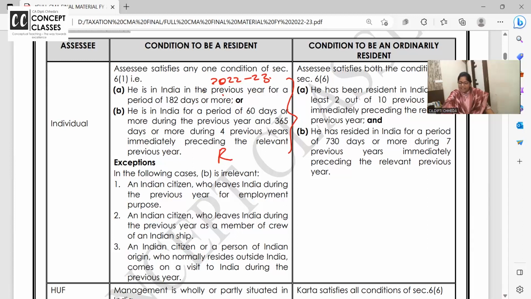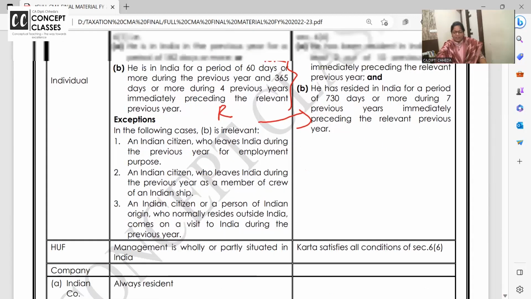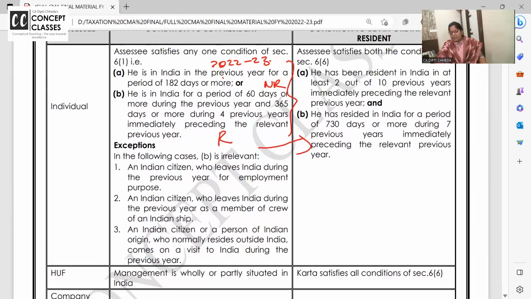If he doesn't satisfy any one of the basic conditions, he is said to be non-resident. Once he is resident, additional conditions are to be satisfied by the individual for the preceding previous years. 4 PPYs. Out of the last 10 years, 2 years you have been resident in India. Out of the last 7 years, 730 days you have been in India. Okay. So this is how resident and ordinary resident he will become. He has to satisfy any one of the basic conditions and the additional conditions both. Okay. Right.